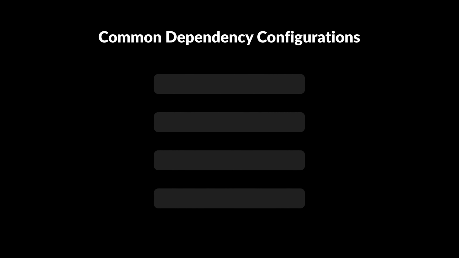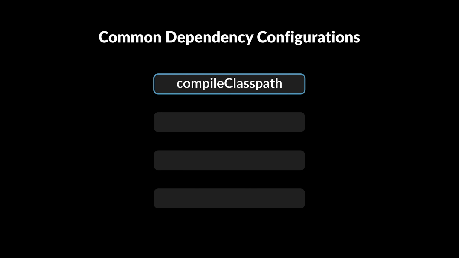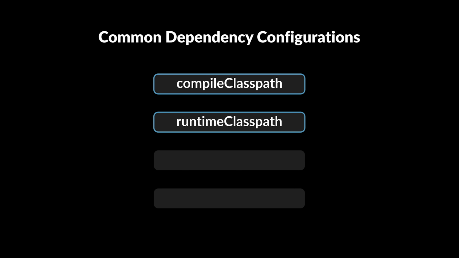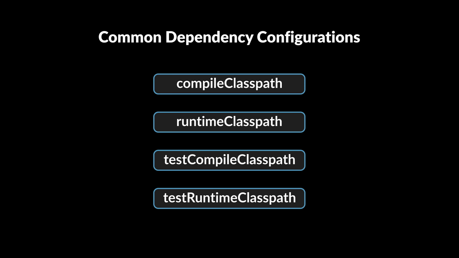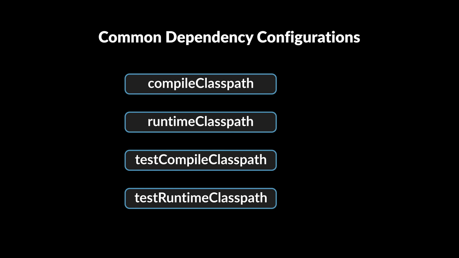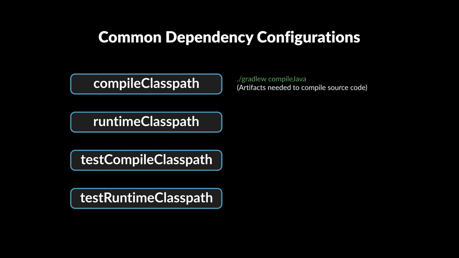There are 4 resolvable configurations that you need to keep in mind when working on a Java project: compileClasspath, runtimeClasspath, test compileClasspath, and test runtimeClasspath. The compileClasspath is the configuration that holds the artifacts that Gradle will use to compile your Java code. The runtimeClasspath is the configuration that holds the artifacts that are needed when executing your project.